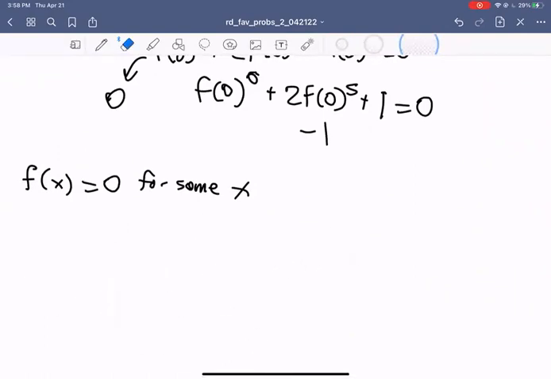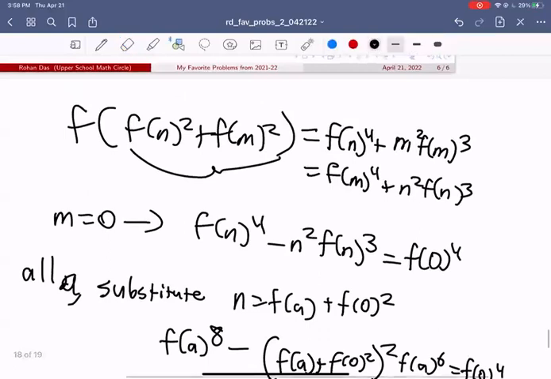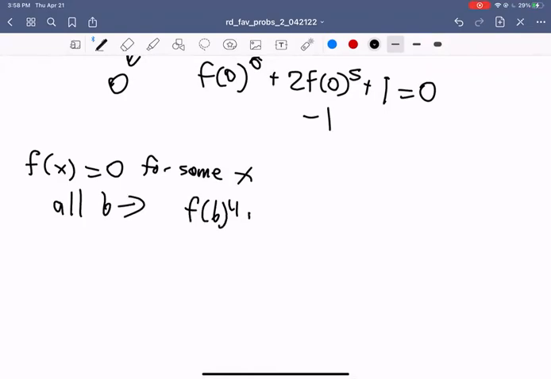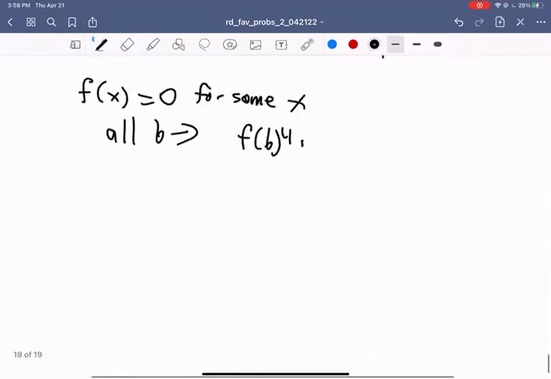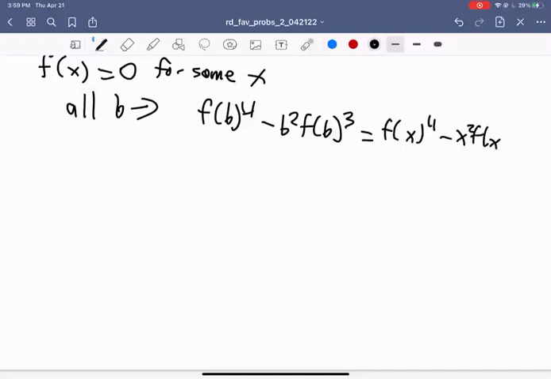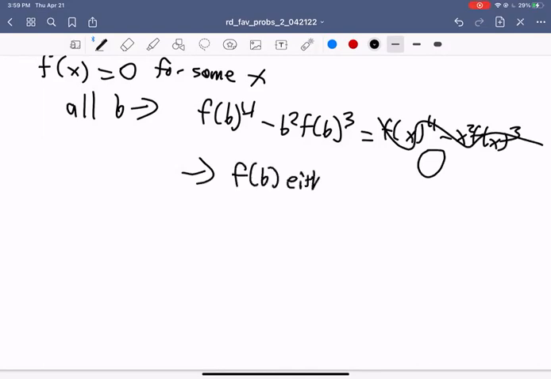So from this, we can substitute x into that. For all b, we then have f(b)^4. Did I write, no, this is incorrect, but we have a minus when we rearrange it. That gives that f(b)^4 minus b^2 f(b)^3 is equal to f(x)^4 minus x^2 f(x)^3. And this is just 0, which means for all b, f(b) is either 0 or b^2.